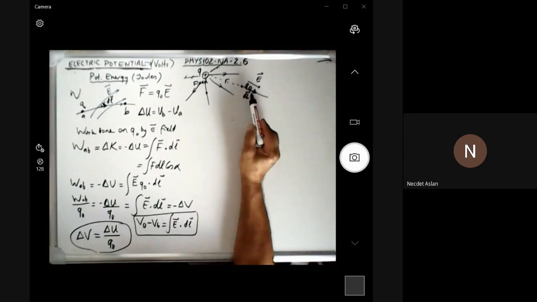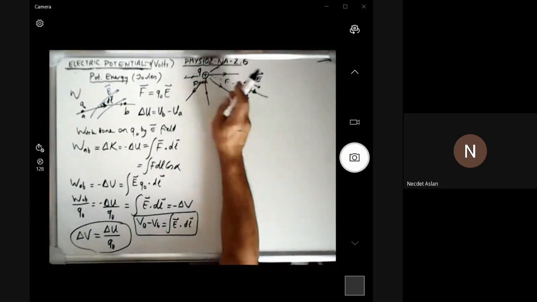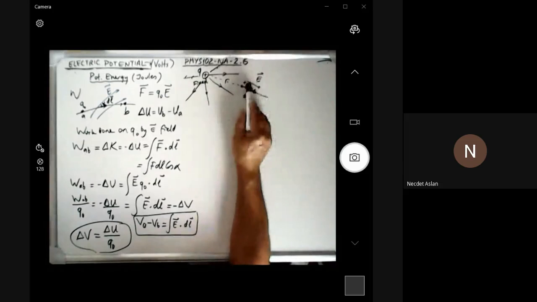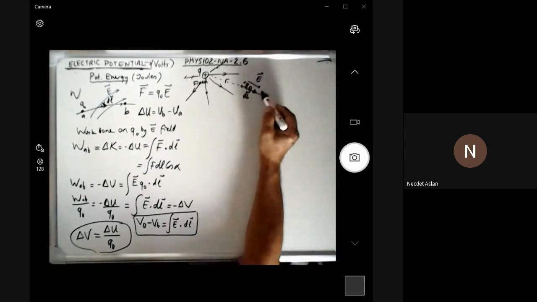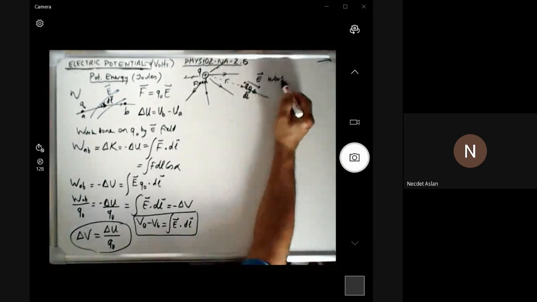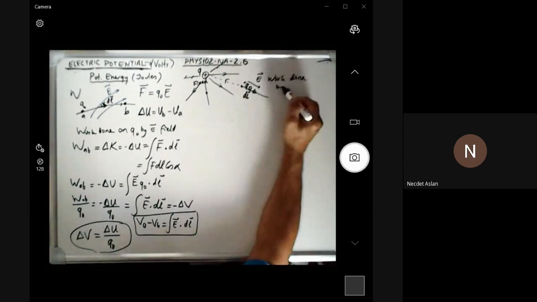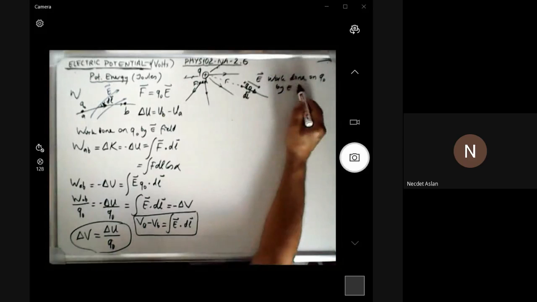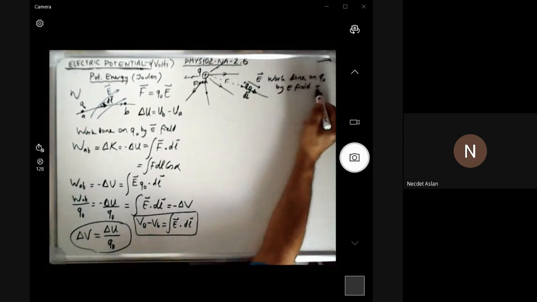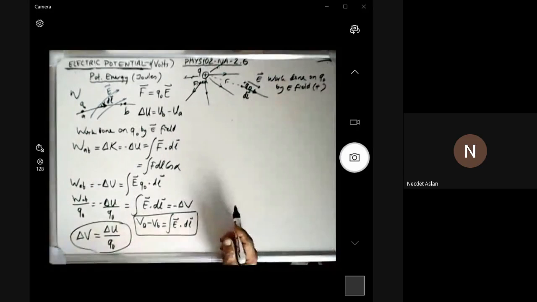It's very natural, because plus pushes plus, and Q0 moves in the direction of the electric field, and the work done by the electric field should be positive. So for this one, the work done on Q0 by the electric field is positive, because it's a very natural way.